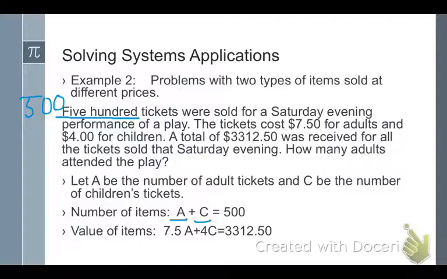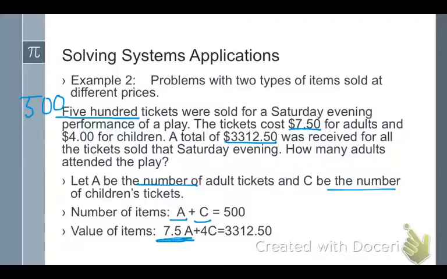So the A is the number of adult tickets sold. C is the number of children's tickets sold. Just like N was the number of nickels, D was the number of dimes. So that has to equal 500. But then you know how much money you took in. Well, if you sold one adult ticket, it was $7.50. If you sold two, you would have taken in $15. If you sold three, you would have taken in $22.50.